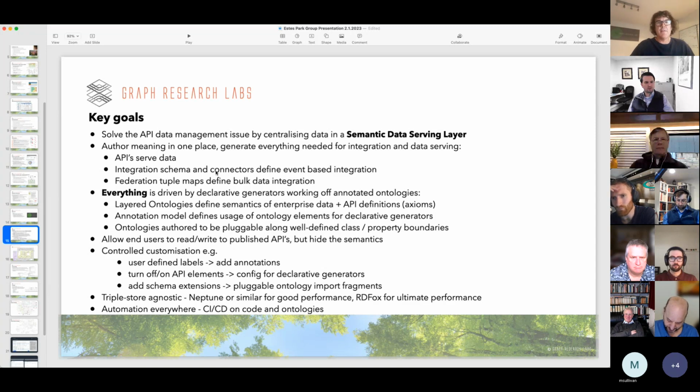Our goal is to build out everything so that it runs off these declarative generators. So everything I mentioned, all of those ways of integrating and serving data, they all come out of this declarative generation world. And the source of the declarations are actually annotated ontologies. So what does that actually mean? We have a set of layered ontologies, and I'll show what that looks like in a sec. So the semantics of the enterprise data are all defined up front.